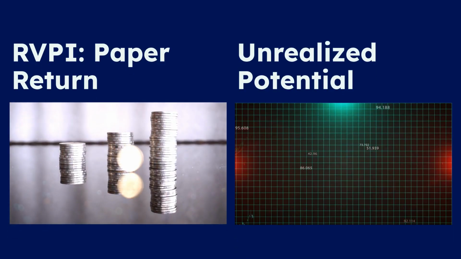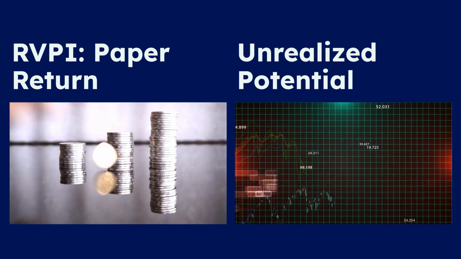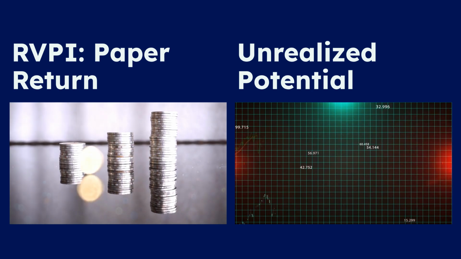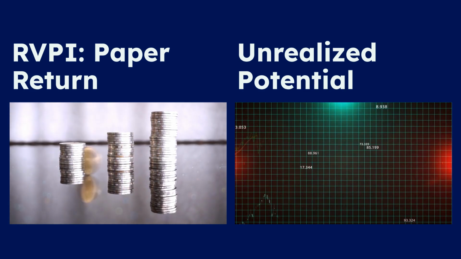RVPI, or residual value to paid-in capital, represents the paper return, the current market value of the fund's remaining unrealized investments divided by the total capital paid in. It shows the value still held within the fund that has not yet been distributed to LPs. LPs scrutinize RVPI to understand the quality and potential of the fund's remaining portfolio, especially in later-stage funds.